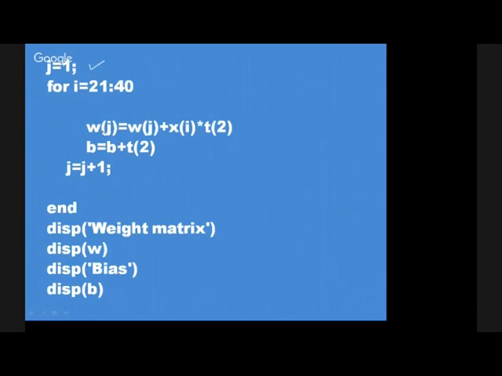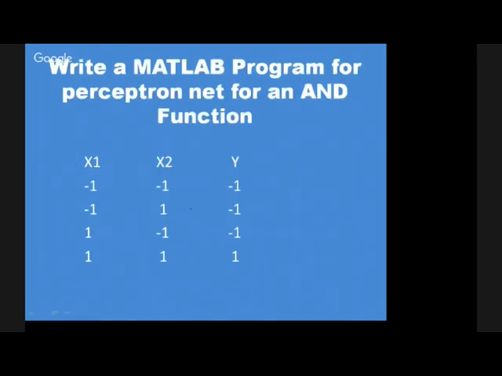This is for j equal to 1 for getting the values W1, 2, 3, 4, and this is your i, that is 21 to 40, right? Finally, you can calculate the weight matrix, display the weight, and display the bias value, that is B. So first of all, you can do this AND NOT operation. After that you can try AND or OR operation, and then XOR operation. After that, with Hebbian learning, you can try how to write the Hebbian learning and how to calculate the weight matrix.